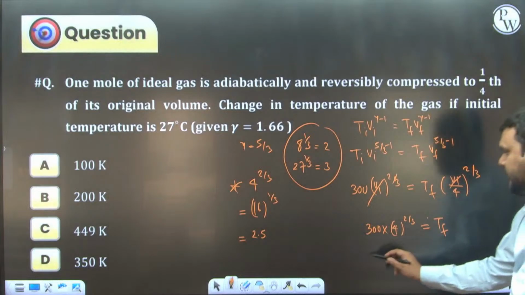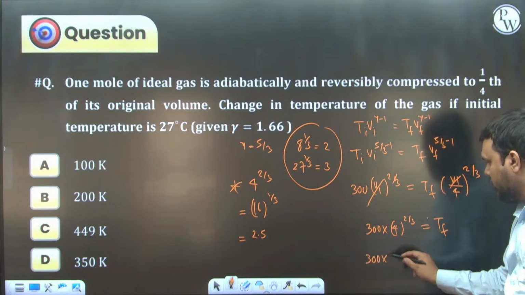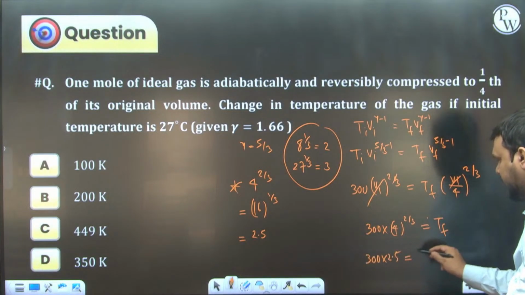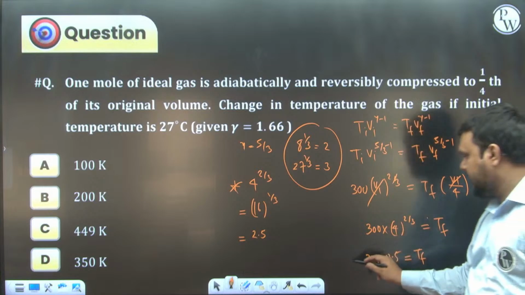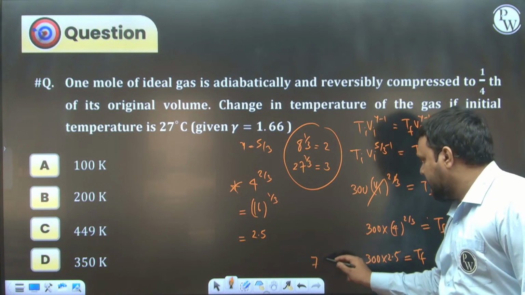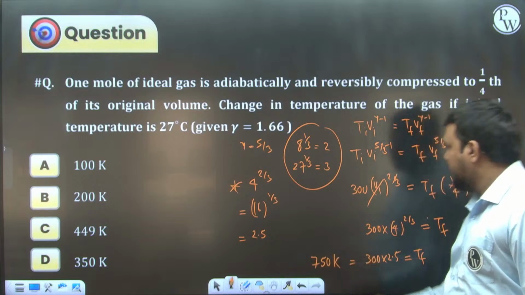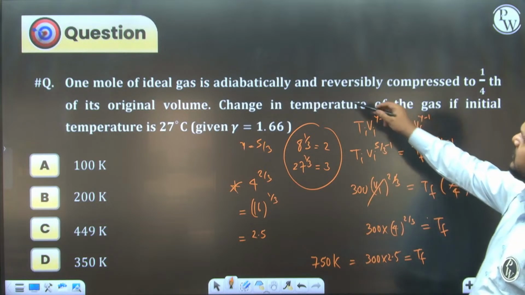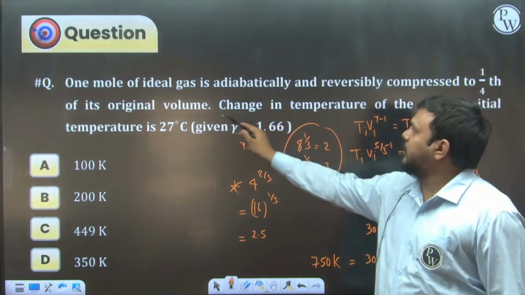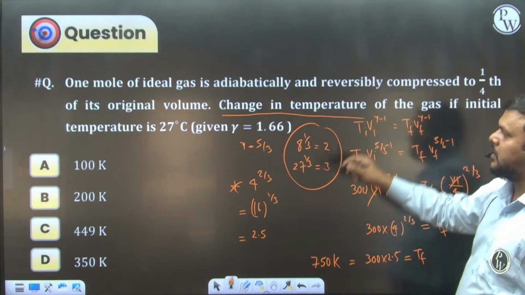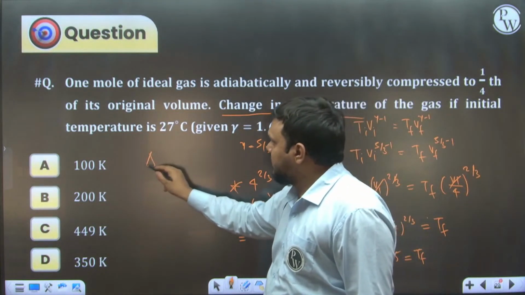So let us put the value 300 into 2.5. How much are we getting? The final temperature we are getting over here is 750 Kelvin. But they have asked over here the change in temperature. You can see they have asked us the change in temperature. So they are asking us the delta T value.